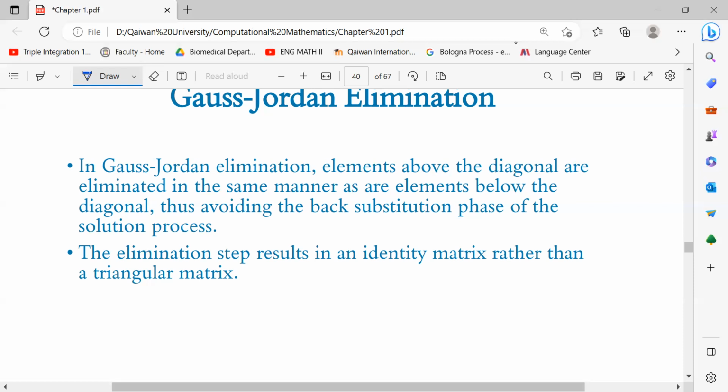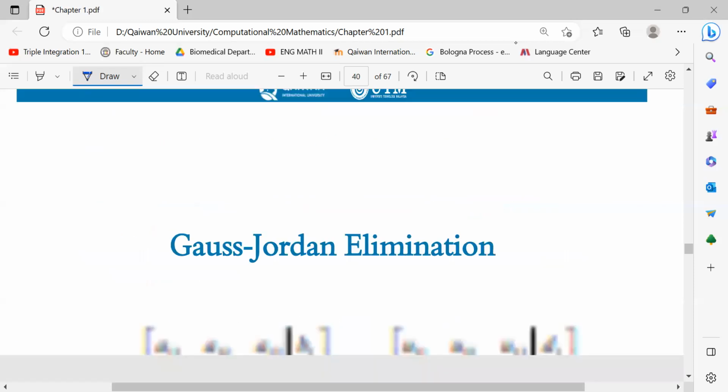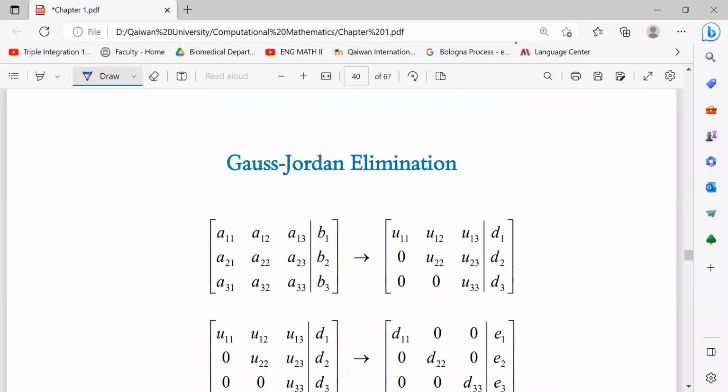The column that has a leading entry must have all 0s elsewhere. Then, for any 2 successive rows, the leading entry of the lower one must be to the right. Okay, those are the 4 conditions of reduced row echelon form.